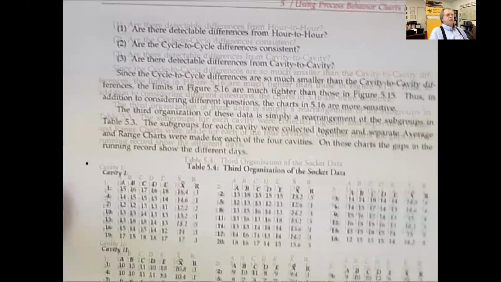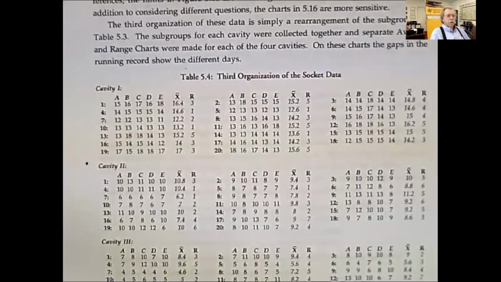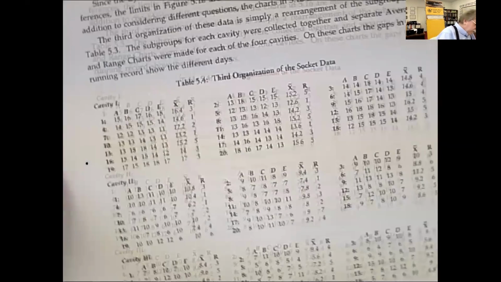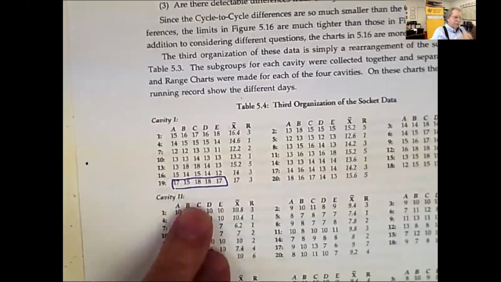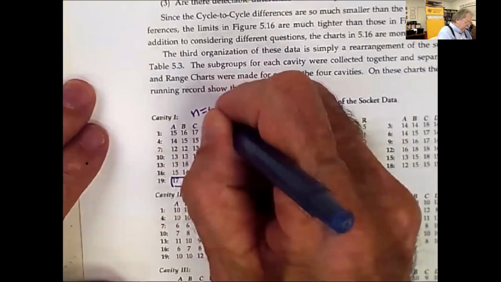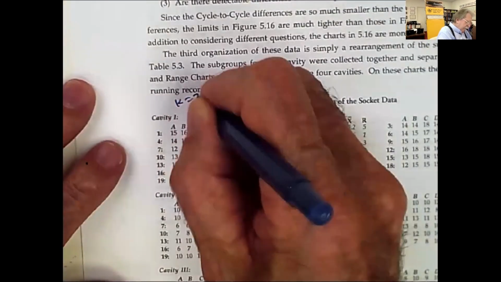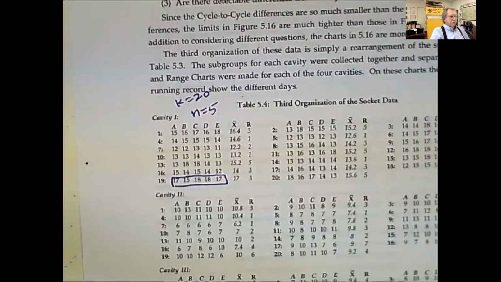And those use the subgroups on page 107. Now, it's the same subgroups as we had on page 105. A subgroup, cycle A, B, C, D, E. So our subgroups are still n equal 5, but we have k equal to 20. He organized them by cavity, a separate chart for each cavity.